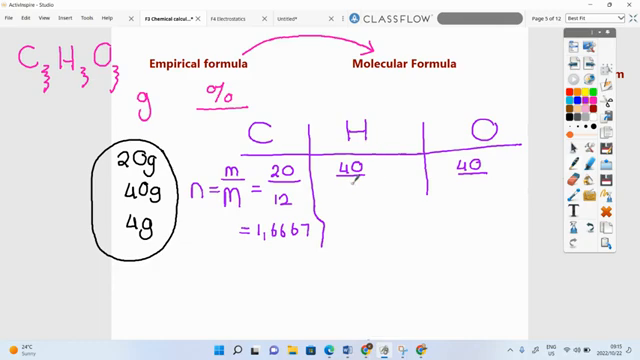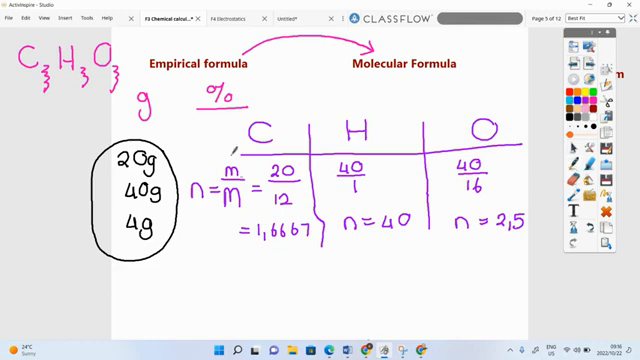Then this one is going to be 40 over 1. And then that's just going to give us 40. This one's going to be 40 over 16. Work that out for us quickly. 2.5 on the dot, because 16, 32, and half of 16 makes 40 over 16 equal 2.5. Do you have a periodic table? Yeah.